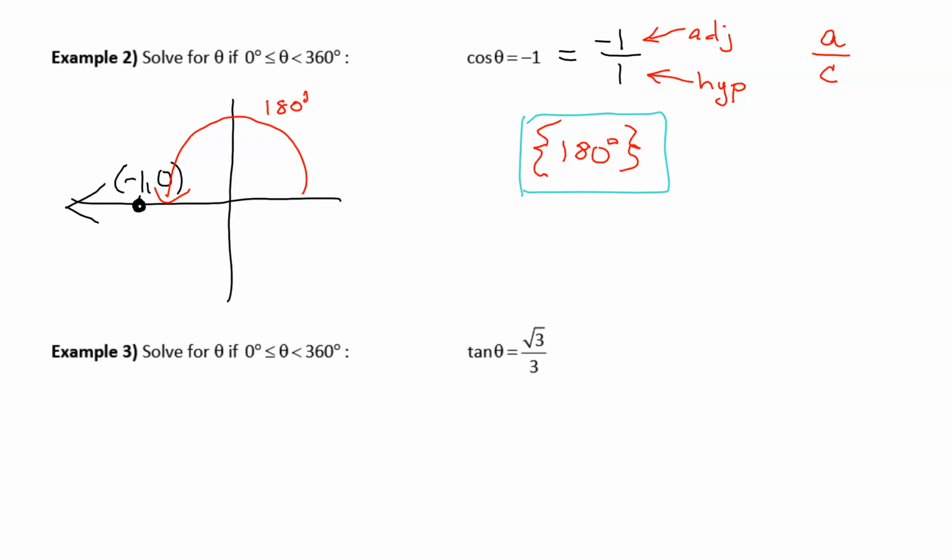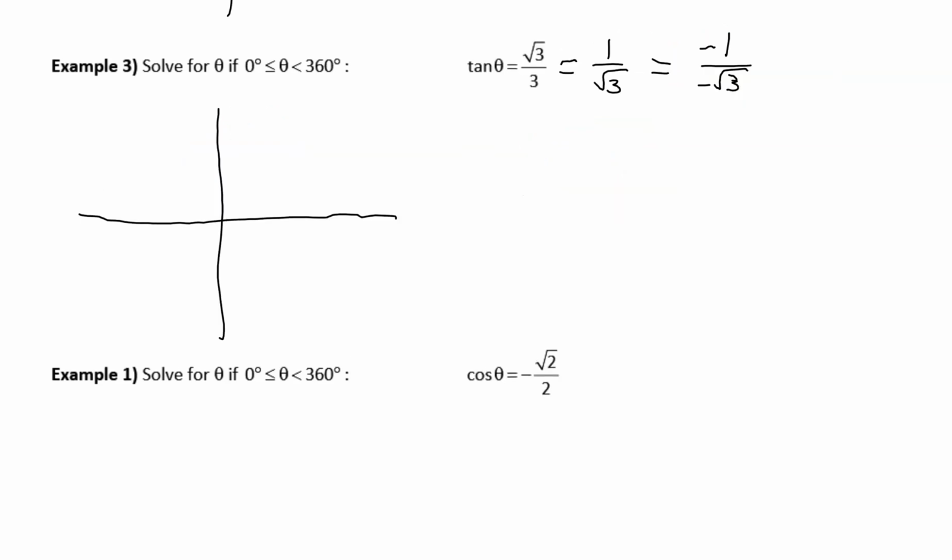In example 3, we're going to solve for theta if tangent of theta equals the square root of 3 over 3. It may help to think of this trig ratio in unrationalized form, 1 over the square root of 3. And remember that if a trig ratio is positive, its numerator and denominator could also both be negative. It should give us a picture of a reference triangle in quadrant 1, where all functions are positive, and also quadrant 3, where only tangent is positive.